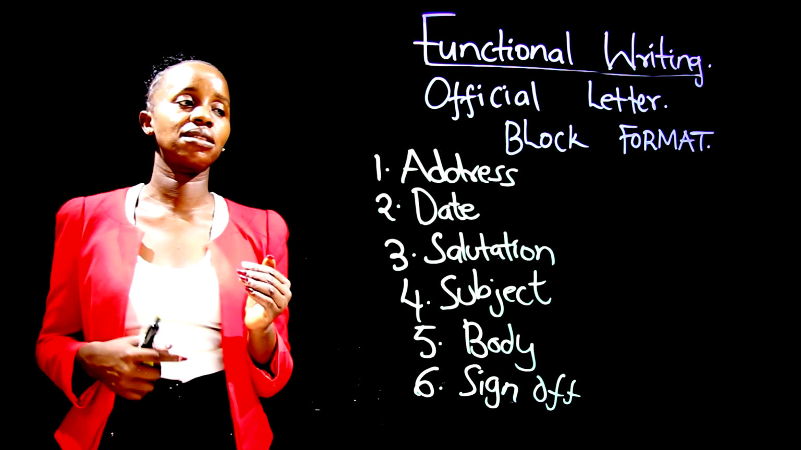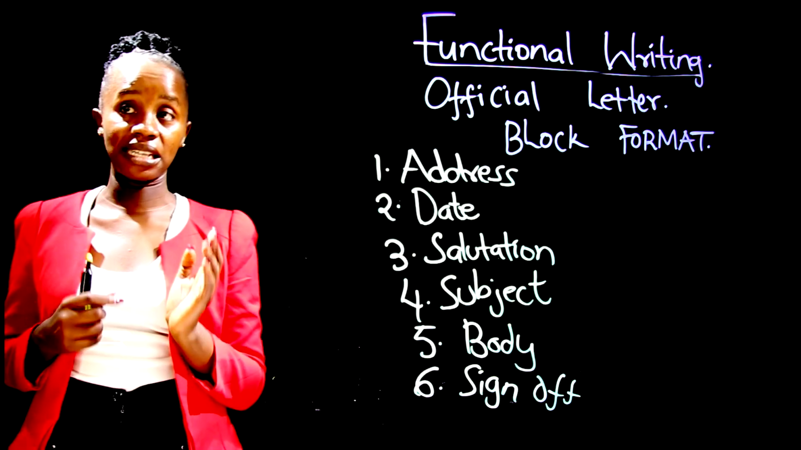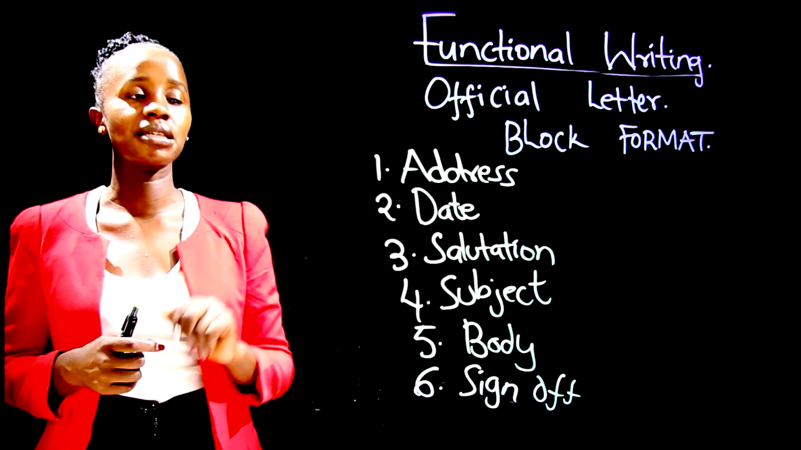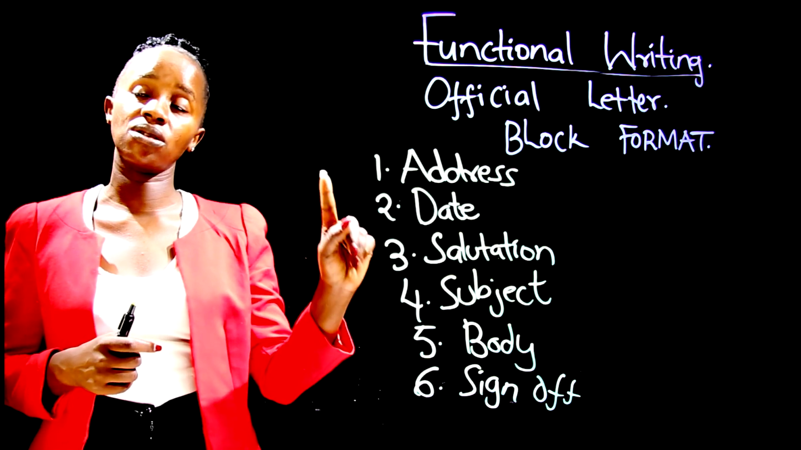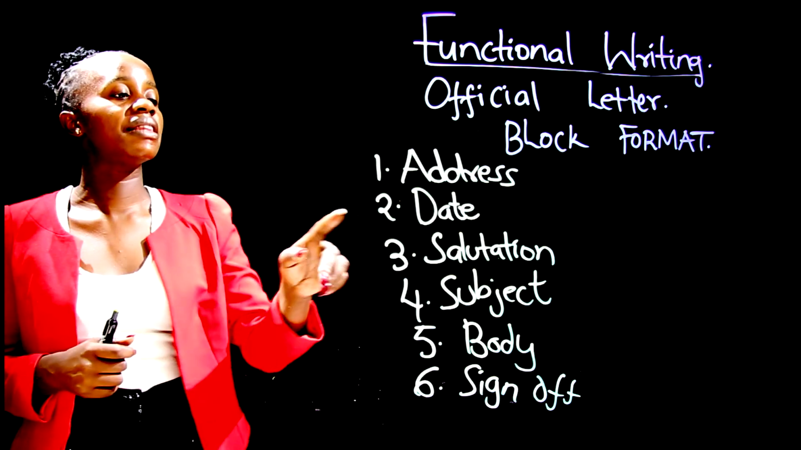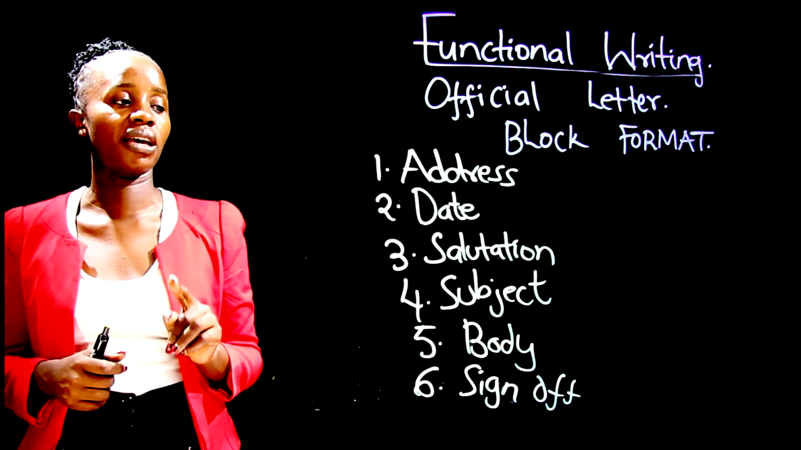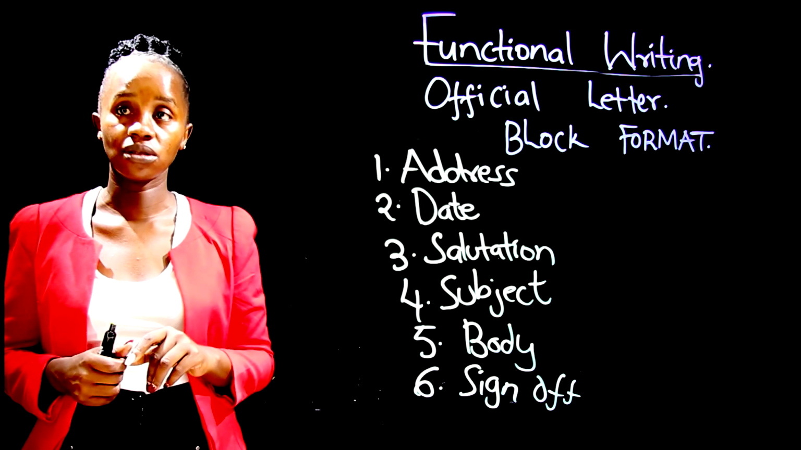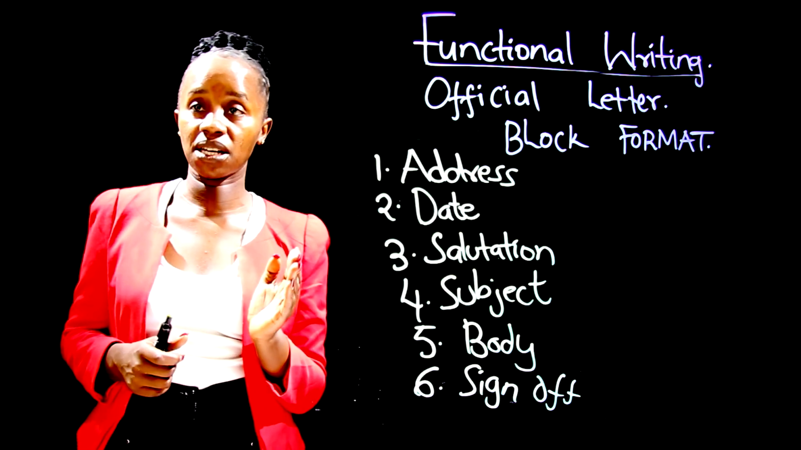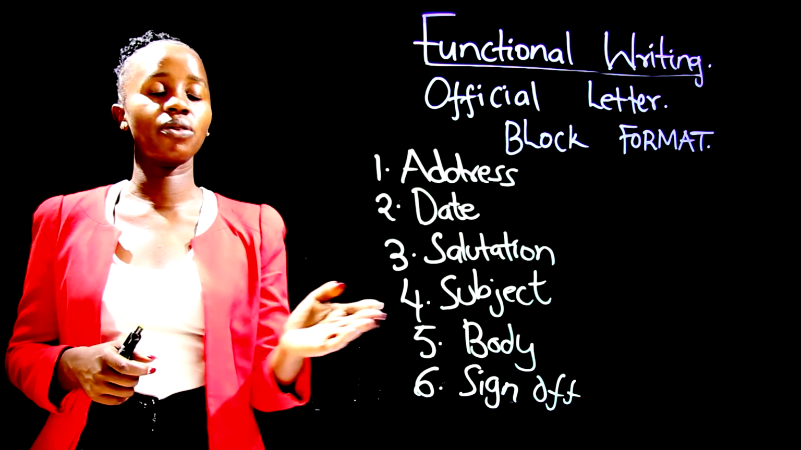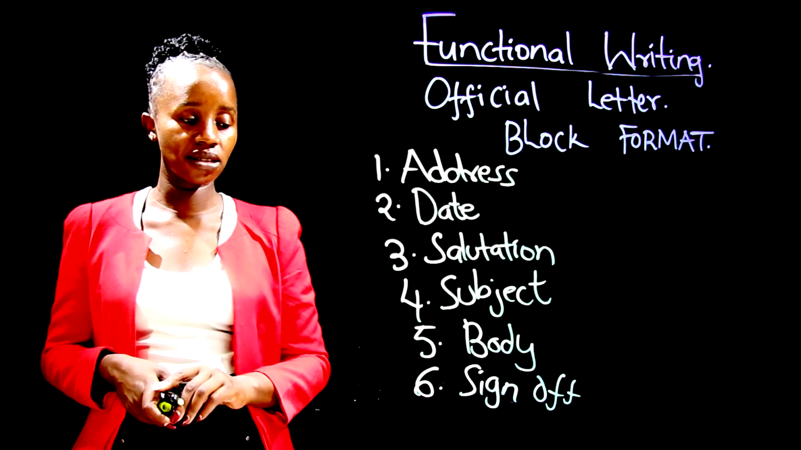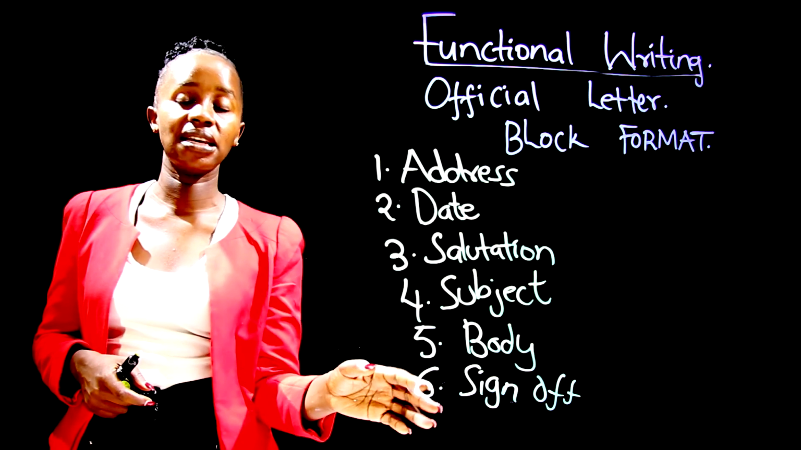Any letter, regardless whether we are using the block format or the indented format. So 1, we have the address. These are 2 addresses. One that is the person that is receiving, and yours, the person that is sending, the sender. Then 2, we have the date. 3, we have the salutation where we write dear sir, stroke, madam. 4, we have the subject or the heading. Then the 5th one, you have the body, where we write our paragraphs. Then the 6th and the last, we have the complimentary and the signing off.